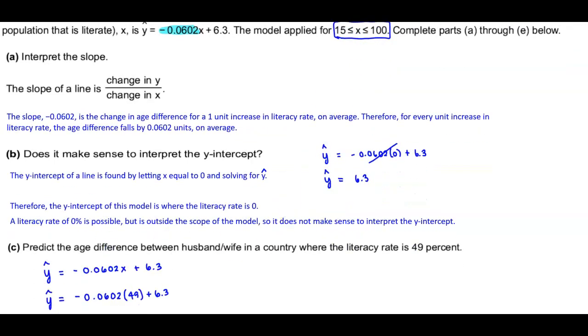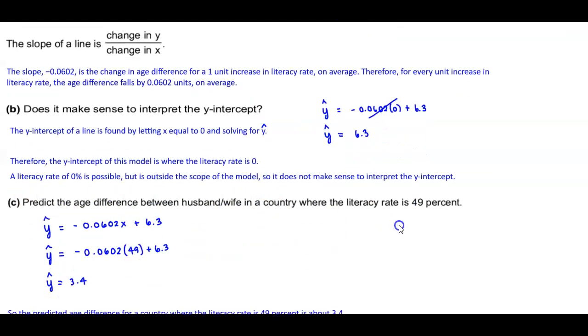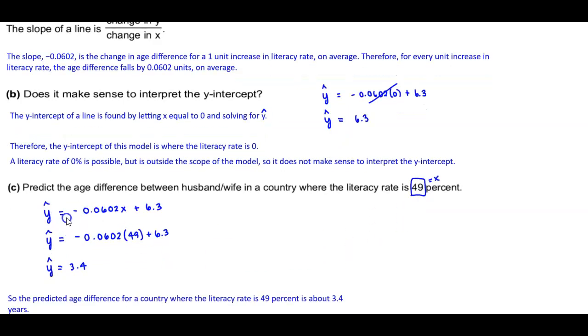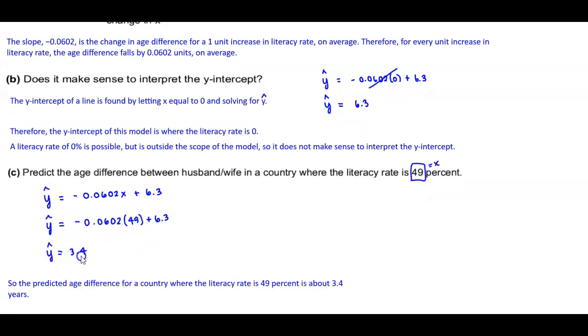Now, in part C, it says predict the age difference between husband and wife in a country where the literacy rate is 49%. So we're going to use this 49, and we're going to let that equal x, and plug it into our equation. So y is going to equal negative 0.0602, substituting x to be 49, plus 6.3. When we solve that, we get y equal to 3.4. So the predicted age difference for a country where the literacy rate is 49% is about 3.4 years.